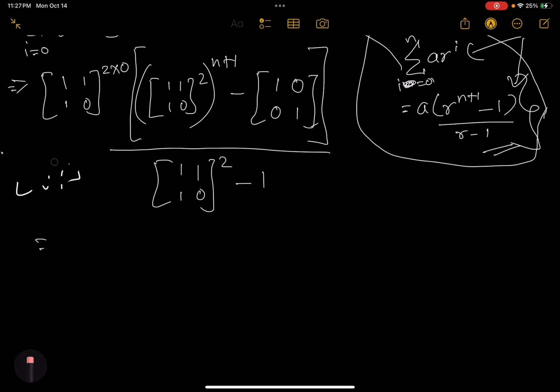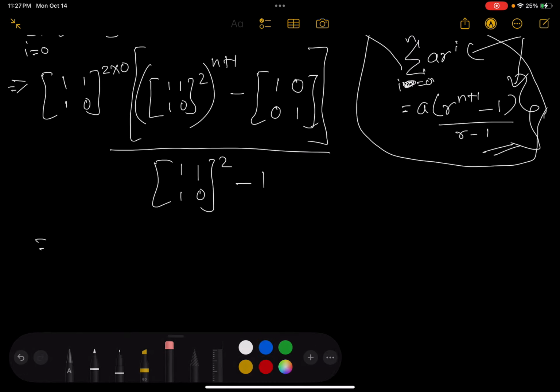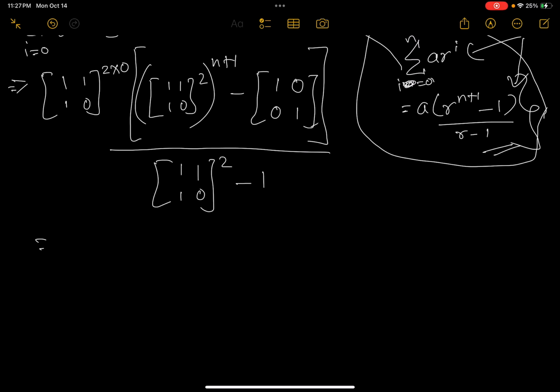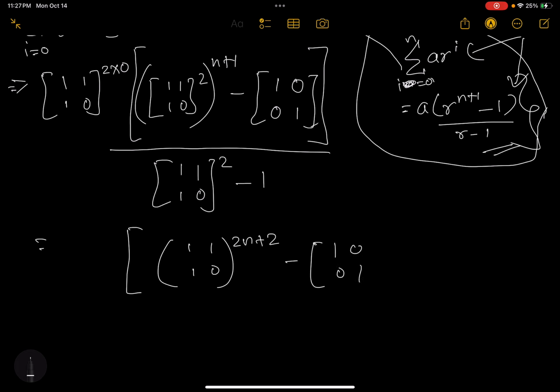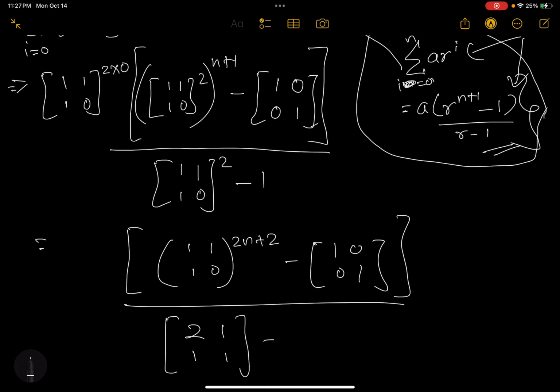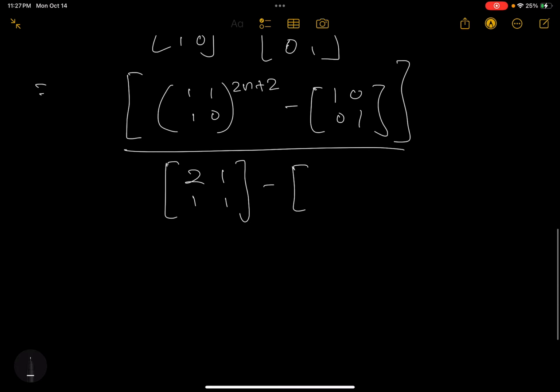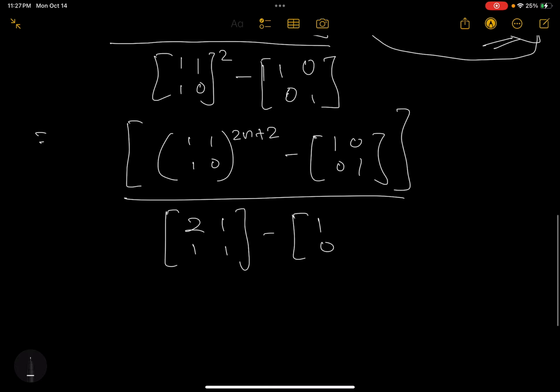And after that, what we can do is, now we'll start to evaluate this. Over here, this is 1110 to the power 2n plus 2 minus 1001, and divide by, if you take the square of this, you will get 2111 minus 8. This one is just the unit matrix, I forgot that, minus, I don't think this is called the unit matrix, I'm sorry, this is called the identity matrix, 1001, right?